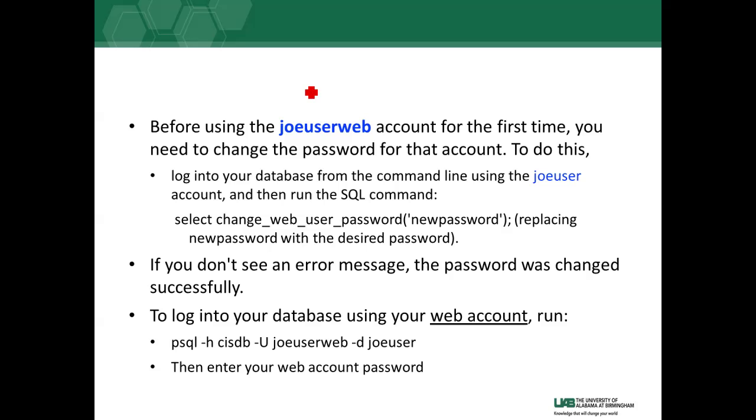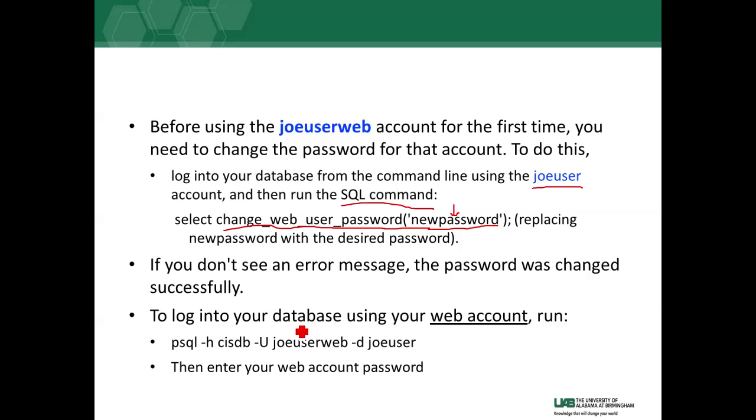And before using your Joe user web account for the first time, you need to change the password for that account. To do this, you first need to log into your database from the command line using the Joe user account, and then run the SQL command as below, which says select change_web_user_password, and your new password enclosed in a pair of single quotes. You need to replace this new password here with whatever password you desire. If you don't see an error message, the password was changed successfully.